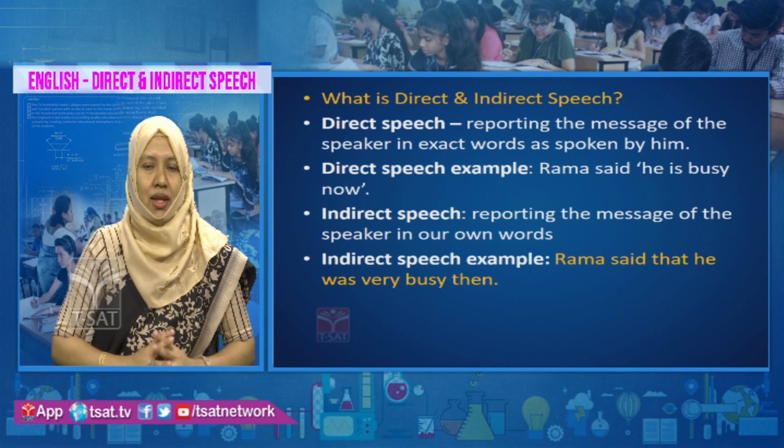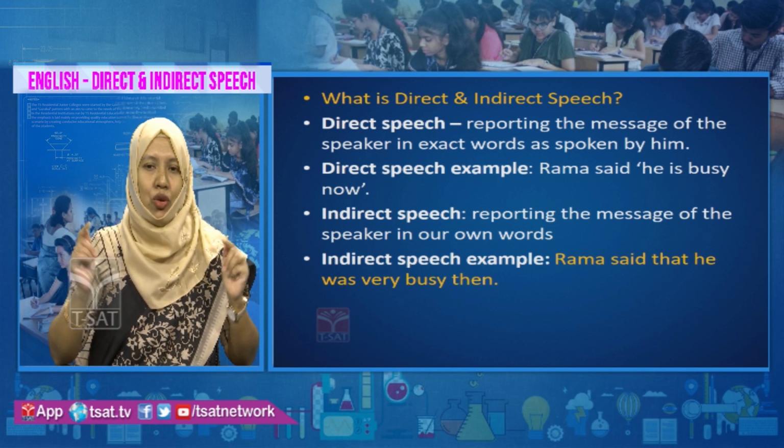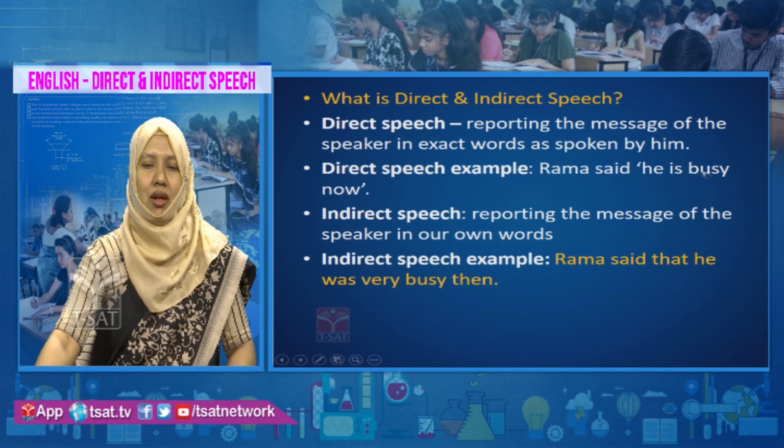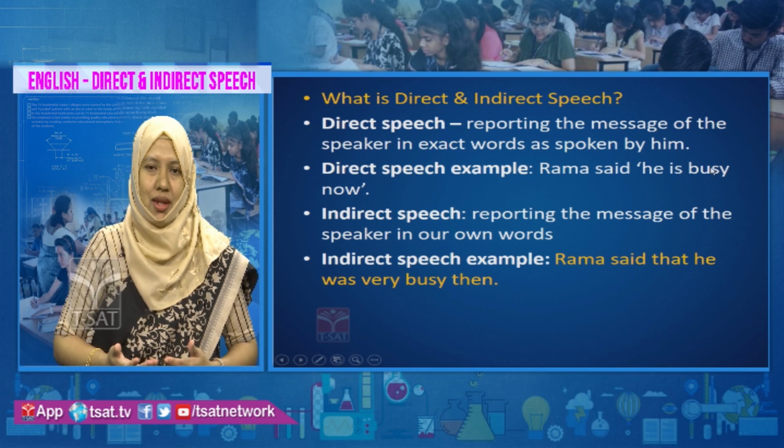If I look in this example, Rama said he is busy now. The words are written in quotation. You can see the slide here. In this you can see he is busy now. These are the exact words spoken by Rama. What he said: he is busy now.